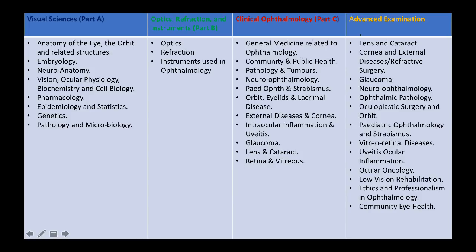The advanced examination will cover lens and cataract, cornea and external disease and refractive surgery, glaucoma, neuroophthalmology, ophthalmic pathology, oculoplastic surgery and orbit, pediatric ophthalmology and strabismus, vitreoretinal diseases, uveitis and ocular inflammation, ocular oncology, low vision rehabilitation, ethics and professionalism in ophthalmology, and finally community eye health. So you'll find that the advanced exam is more or less similar in curriculum to the clinical ophthalmology exam, with slight differences.